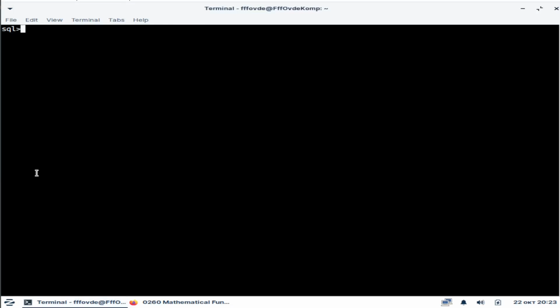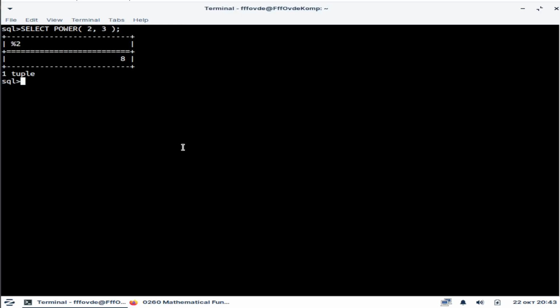I will now clean my screen. Next, we will talk about exponential and logarithm functions. And exponential function is function power. We have already saw it. So how much is 2 to the 3? Well, the result will obviously be 8.